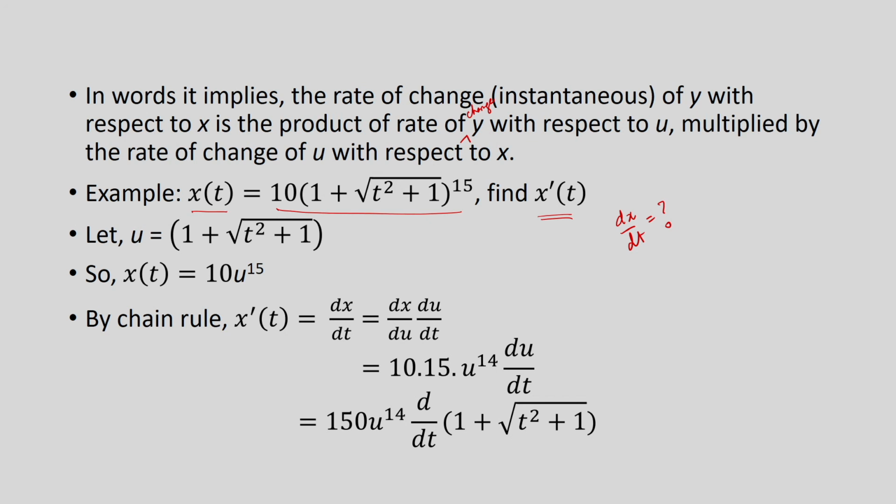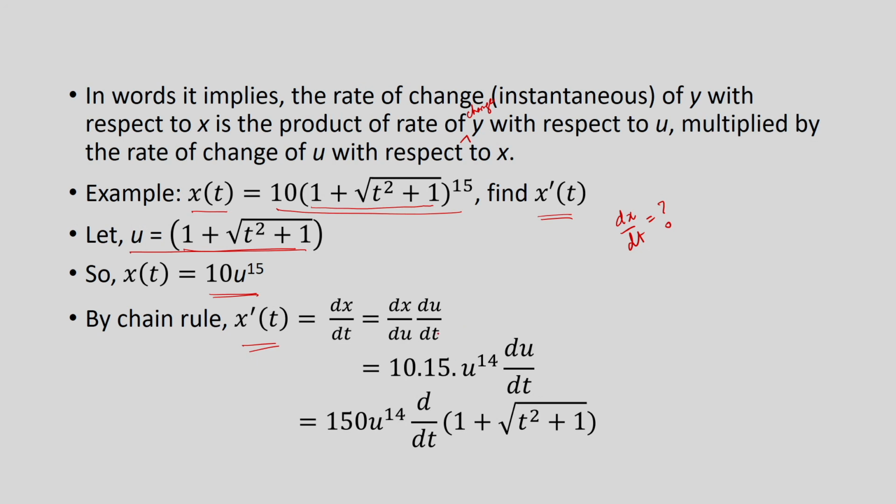Now, we apply the chain rule, but before that let us define this function u. So, u is, suppose this expression inside the brackets, it is 1 plus root over t square plus 1. If I take u equal to that term, then x of t becomes 10 multiplied by u to the power 15 by the given function of x, and we apply the chain rule: x prime t, that is dx dt, is equal to dx du multiplied by du dt, right.